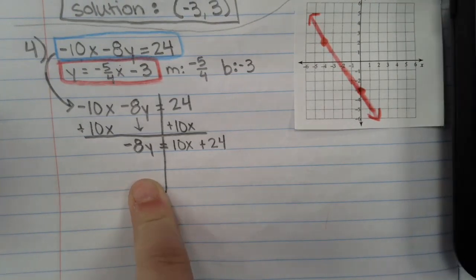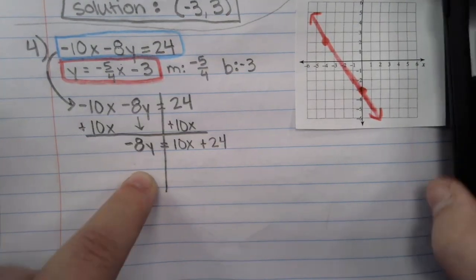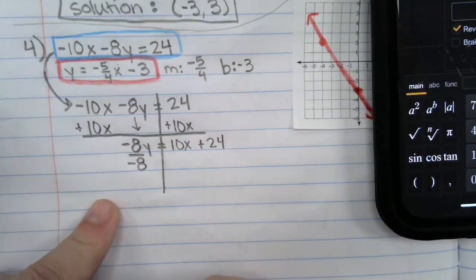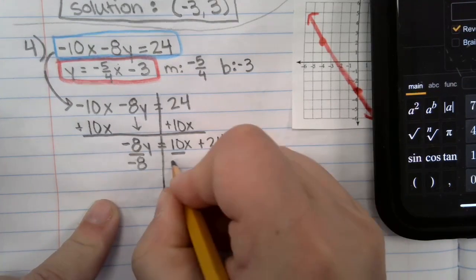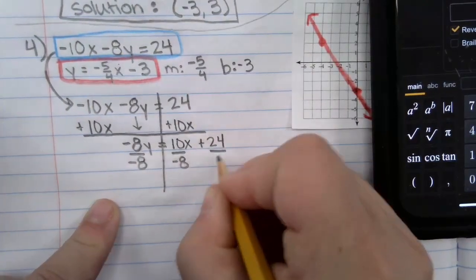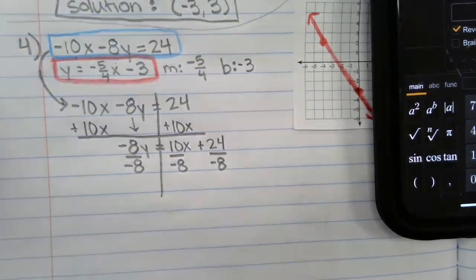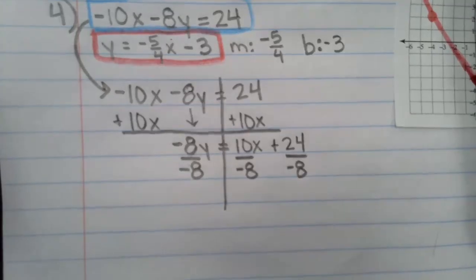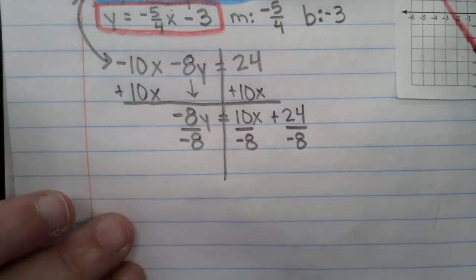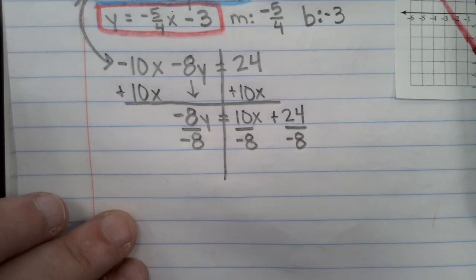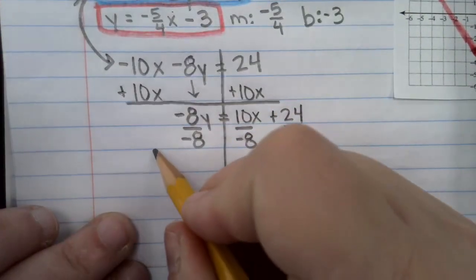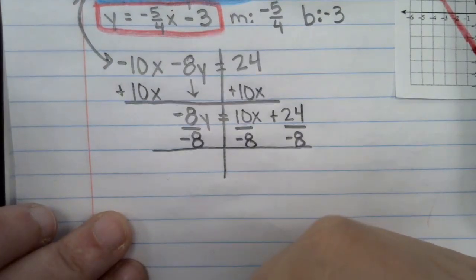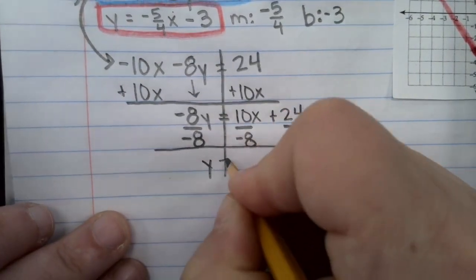Is it just a y? Oh no, you got to divide by -8. Yep, we got to divide by -8. Good. So I divide by -8. And when we divide, we're going to divide everything by -8. So I'm going to divide the 10 by -8 and the 24 by -8. Everything by -8. So what's -8 divided by -8? 1. 1 y is the same thing as just y.